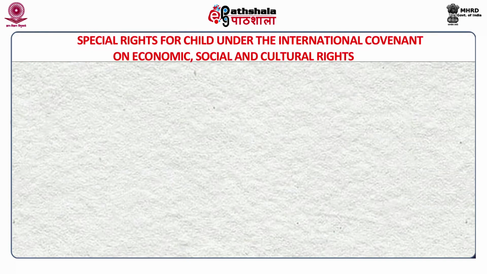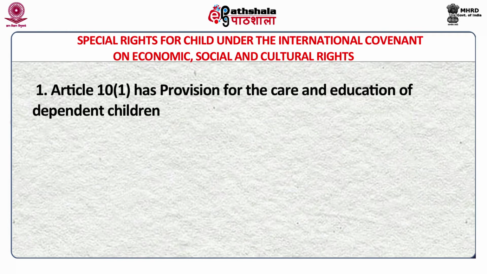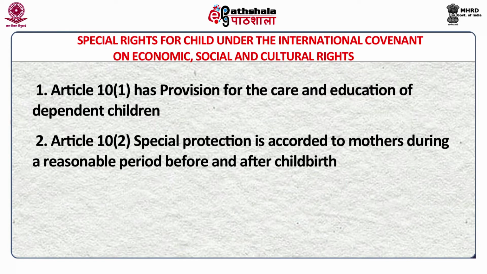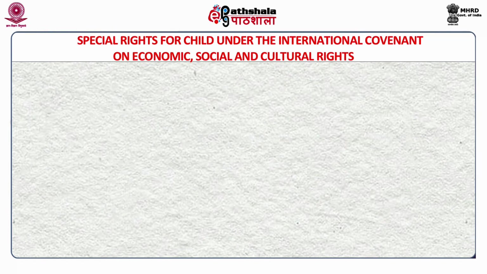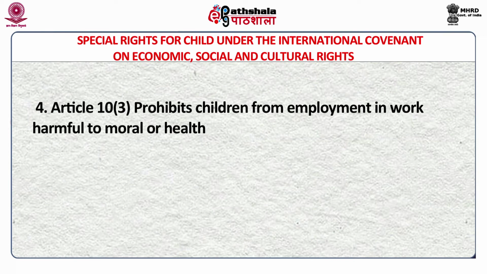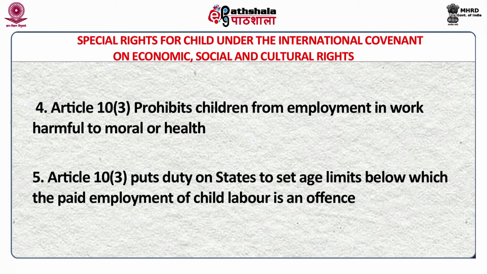Having appreciated the child rights under the International Covenant on Civil and Political Rights, now we will look into special rights for children under the International Covenant on Economic, Social and Cultural Rights. Article 10, Clause 1 has a provision for the care and education of dependent children. Under Article 10, Clause 2, special protection is accorded to mothers during a reasonable period before and after childbirth. Article 10, Clause 3 provides for protection of children from economic and social exploitation. Article 10, Clause 3 prohibits employment of children in work harmful to morals or health.